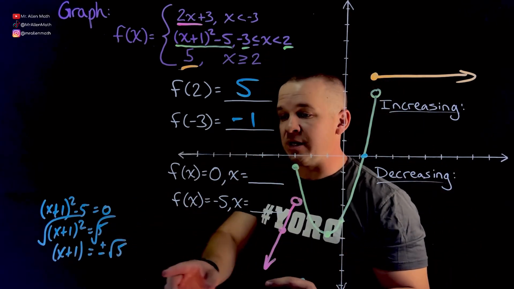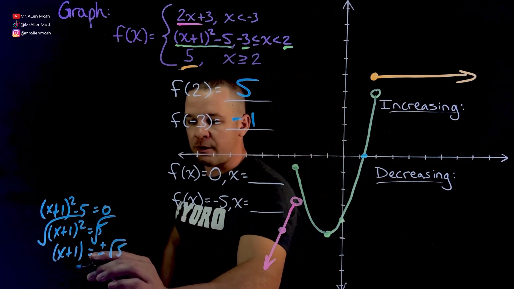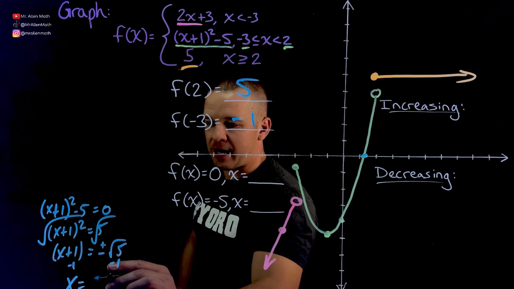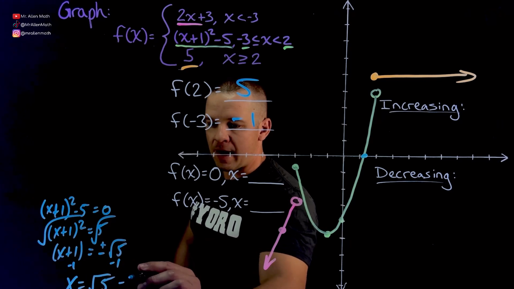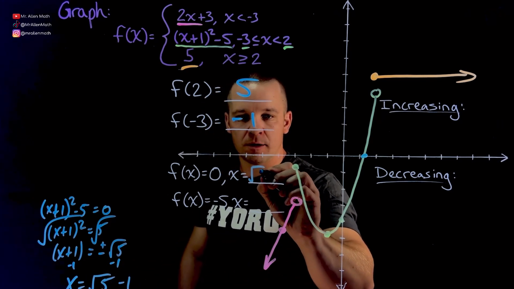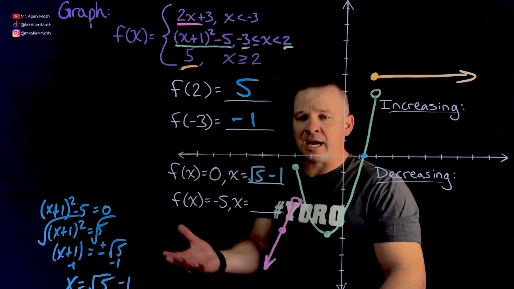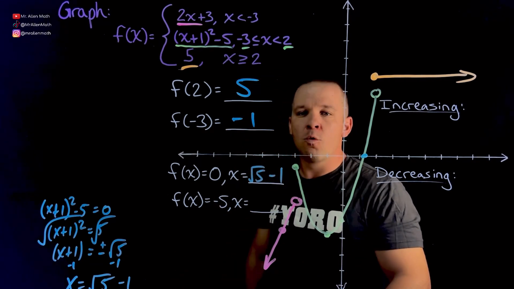So we'll only be working with the positive root 5. Here I'm going to subtract 1 on both sides, and I'll get x equals positive root 5 minus 1. That would be my final answer there. Or negative 1 plus root 5 would also suffice.